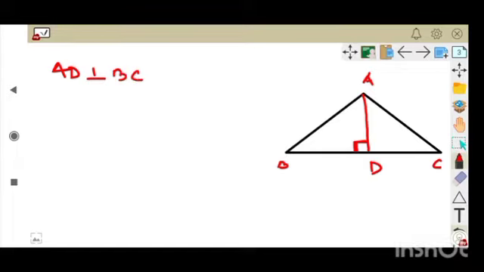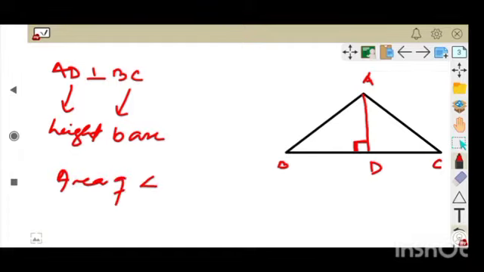Now this BC becomes the base. BC is the base, and AD is what we call the height. When the base is BC, its corresponding height is AD. So how are we going to find the area? The area of a triangle is given by half into base into height. You should remember this formula: area of triangle equals half into base into height.